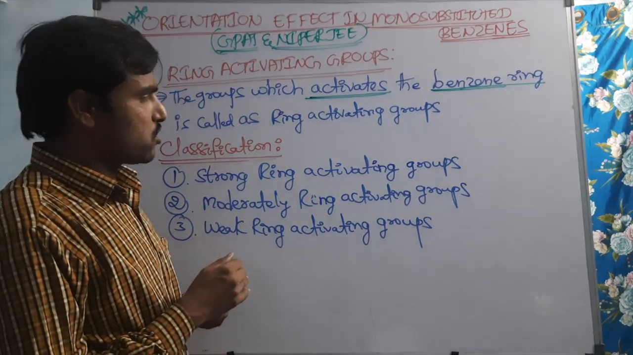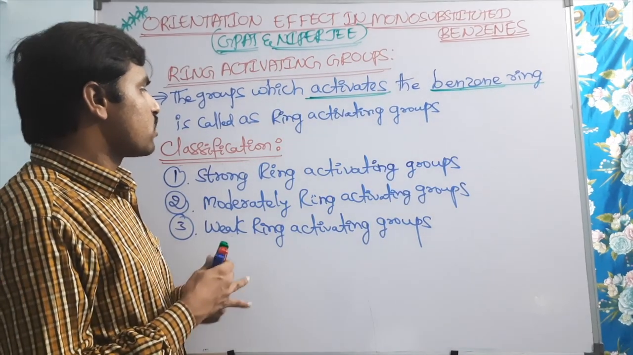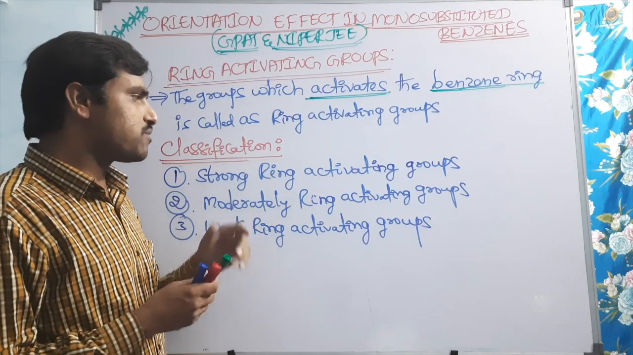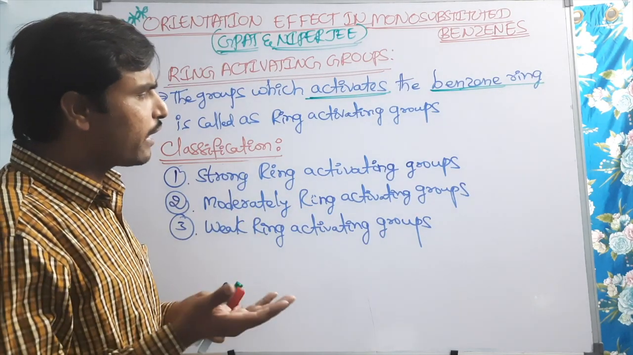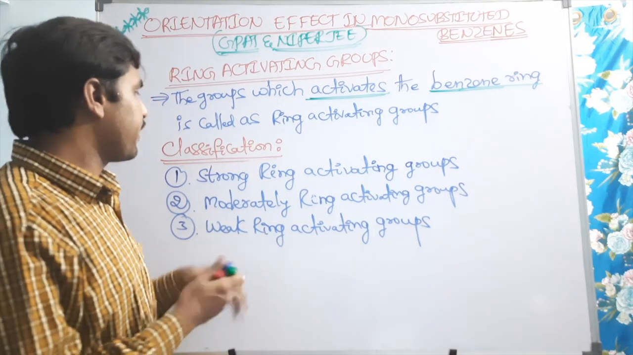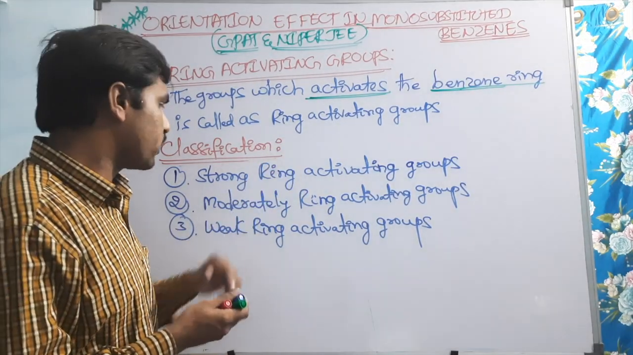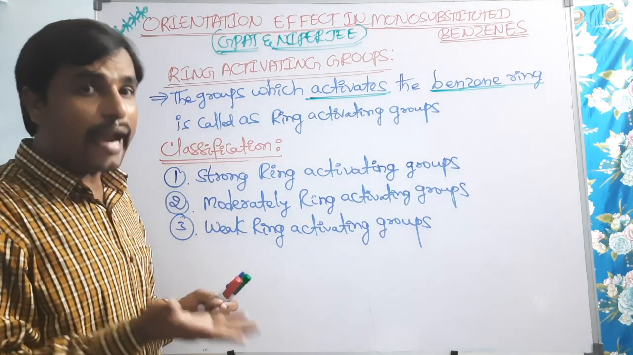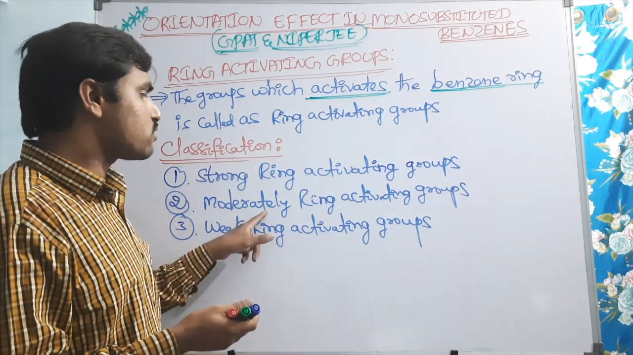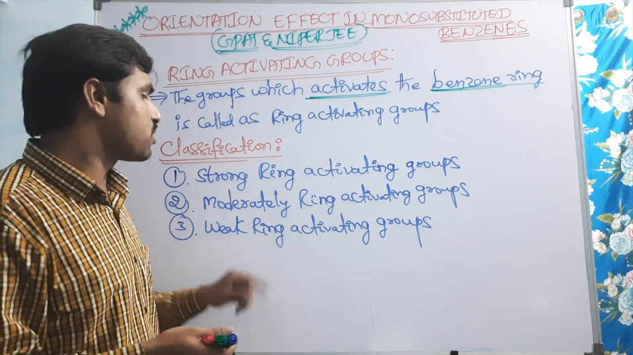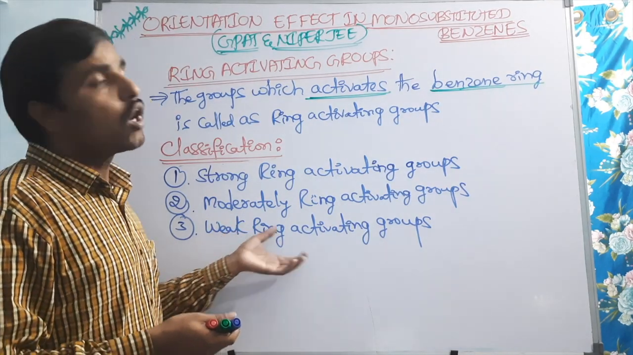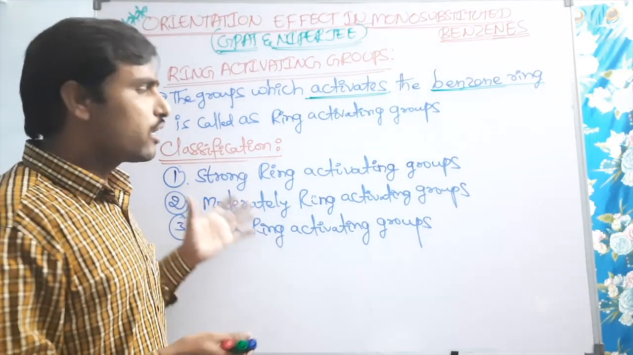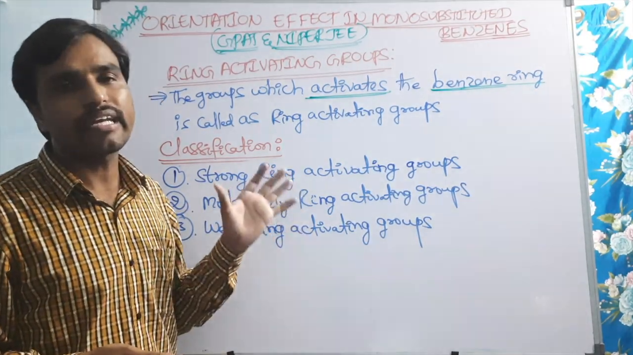The groups which strongly activate the benzene ring are called strong ring activating groups. The groups which moderately activate the benzene ring are called moderately ring activating groups. The groups which weakly activate the benzene ring are called weak ring activating groups.